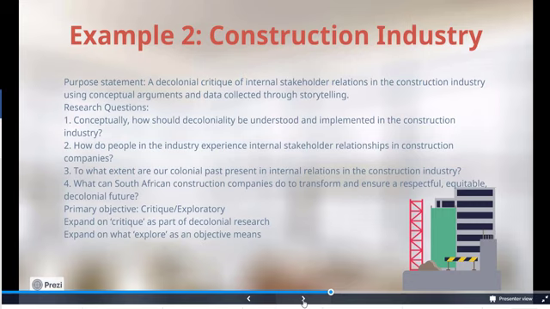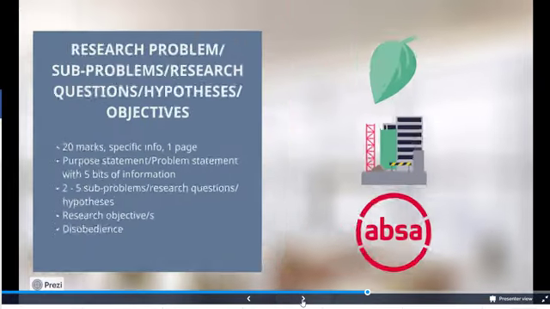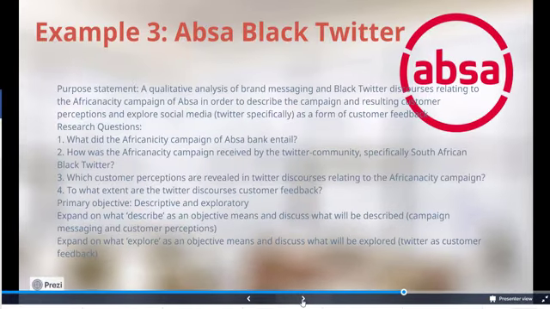The primary objective here would be almost a combination between critiquing, because we are clear about the fact that it is a decolonial critique, and in the second place it's exploratory, because it's a new topic area and it's qualitative work. Those are the two, or the combined objective, of this example. And then the third example: the purpose statement here can be a qualitative analysis of brand messaging and Black Twitter discourses relating to the Africanacity campaign of Absa in order to describe the campaign and resulting customer perceptions and explore social media as a form of customer feedback.